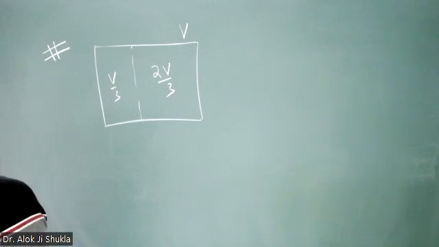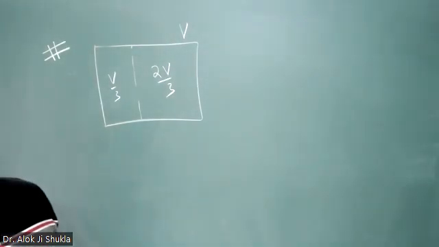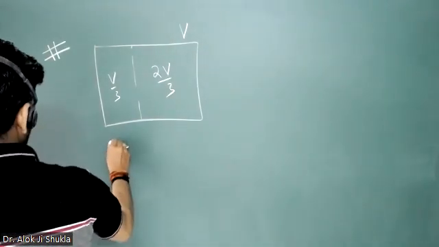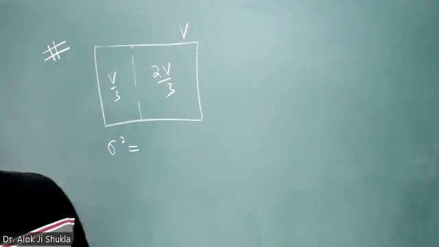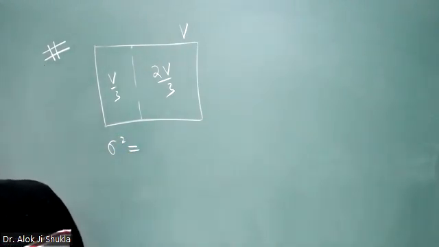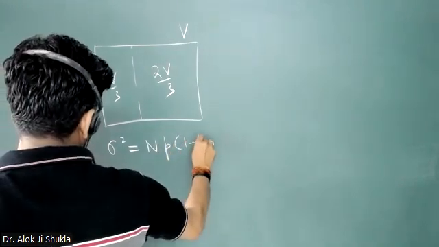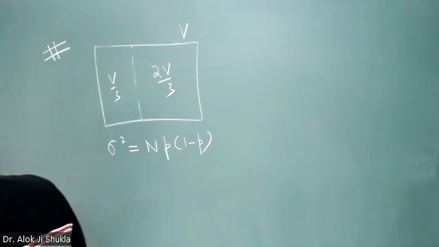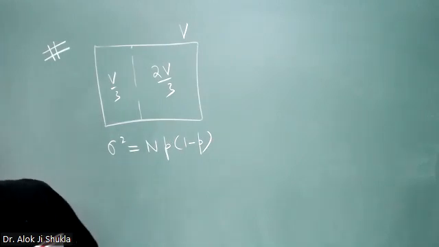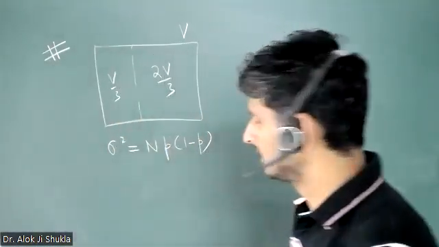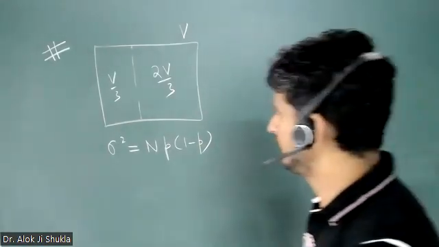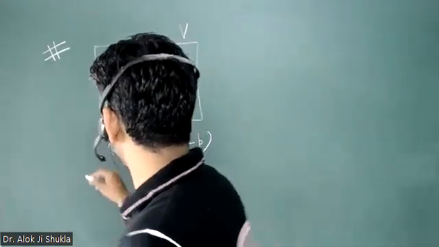So you remember what is sigma square variance? Sigma square is N p into 1 minus p. This is the formula for variance. Direct इस पे कई बार question पूछा है. And binomial का NPQ, right? So this is variance. It is NPQ भी लिख सकते हो इसको.